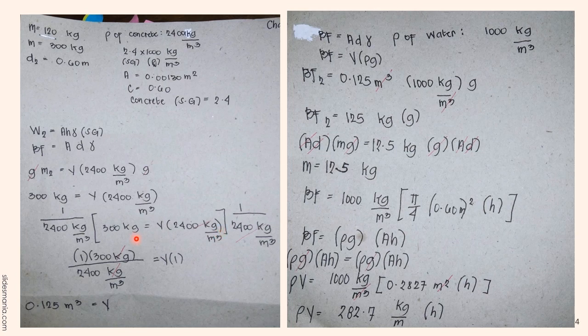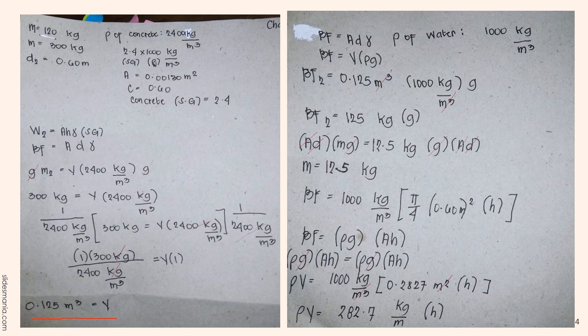To get our volume, we divide both sides by 2,400 kg per cubic meter, so 300 kg divided by 2,400 kg per cubic meter results in the volume being equal to 0.125 cubic meter.